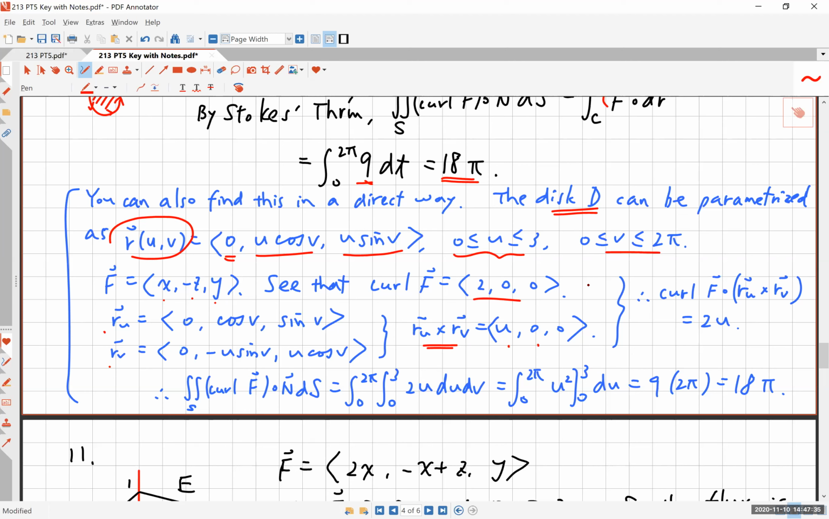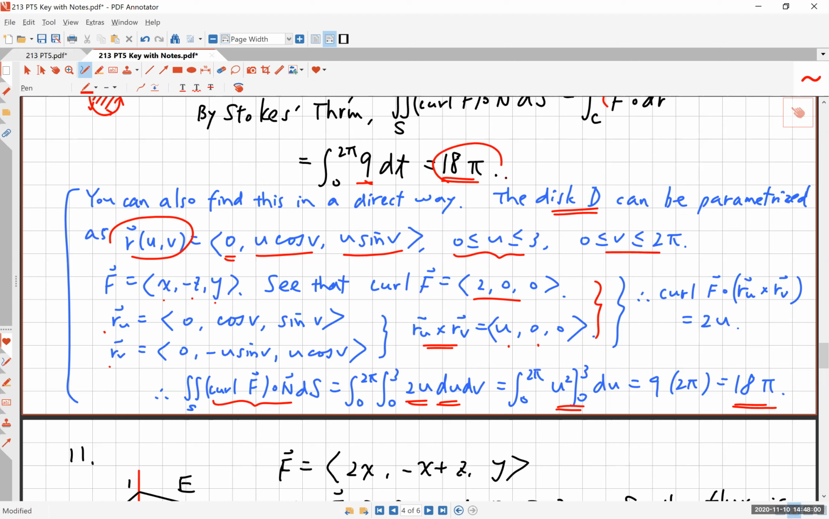Well, that's nice because you can take the dot product of these, and that's going to be 2u, and that's all you are going to integrate. So 2u is your integrand, and if you integrate this with respect to u, you get u squared. Going from 0 to 3 will give you 9. 9 times 2 pi is 18 pi, right?